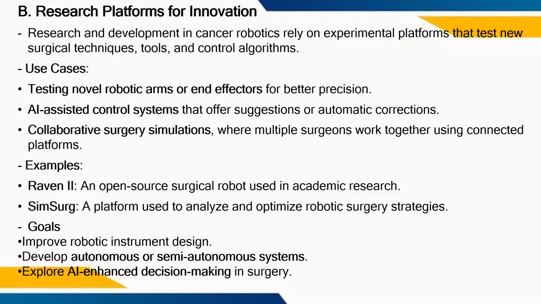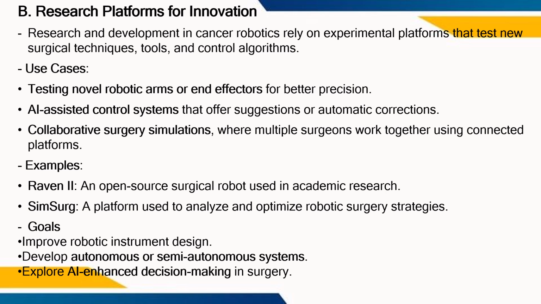Robotic platforms for innovation. Research and development in cancer robotics rely on experimental platforms that test new surgical techniques, tools, and control algorithms. Use cases are testing novel robotic arms or end effectors for better precision, AI-assisted control systems that offer suggestions or automatic corrections, and collaborative surgery simulations where multiple surgeons work together using connected platforms. These are the cases used for research platforms or innovation.